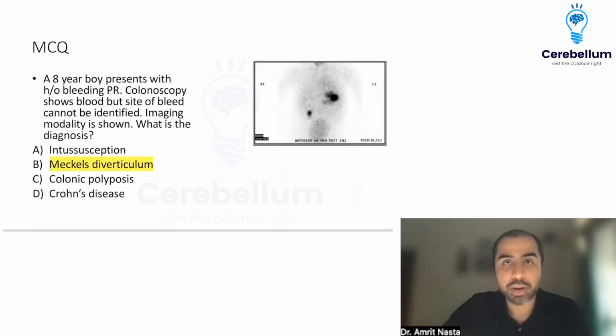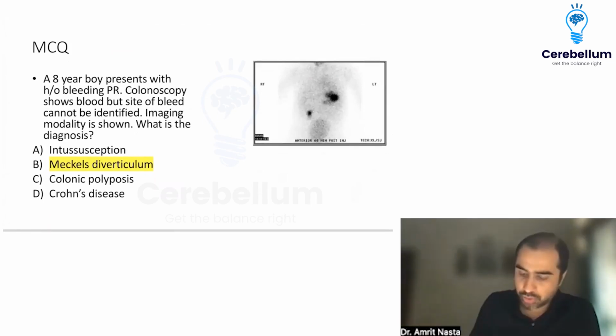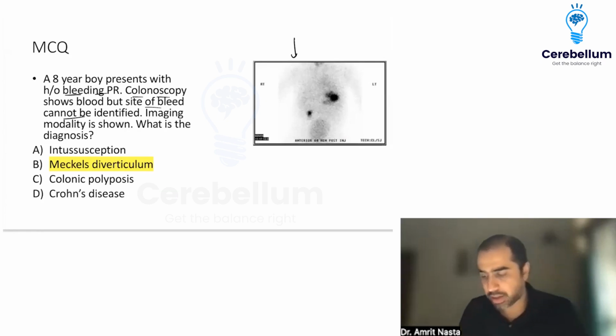This also is a topic which we will discuss a little bit. We didn't do it in class before. So, 8-year-old boy presents with history of bleeding PR. Colonoscopy was done, but the site could not be identified. What is this image? I don't know if the image helped you or not. What is this image? Excellent.